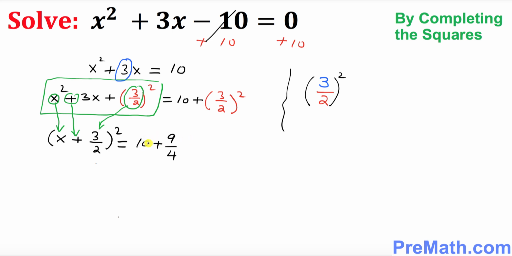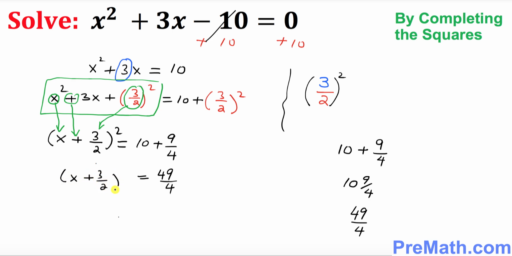Now let me show you how to add these two numbers. Put down 10, which is a whole number, plus 9 over 4, which is a fraction. When you have a whole number and a fraction, you can merge them as a mixed number. This becomes 10 and 9 fourths. And then you know how to put it in a fraction: 4 times 10 is 40, plus 9, 49 over 4. So this becomes 49 over 4 on this side, and this is x plus 3 over 2, squared.